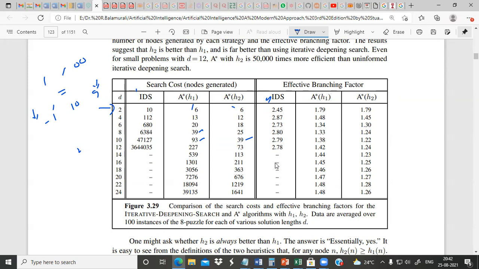So when you calculate the effective branching factor for H1 and H2, you see it is around 1. It always stays around 1, so it is able to solve large problems with less computational cost. Okay.